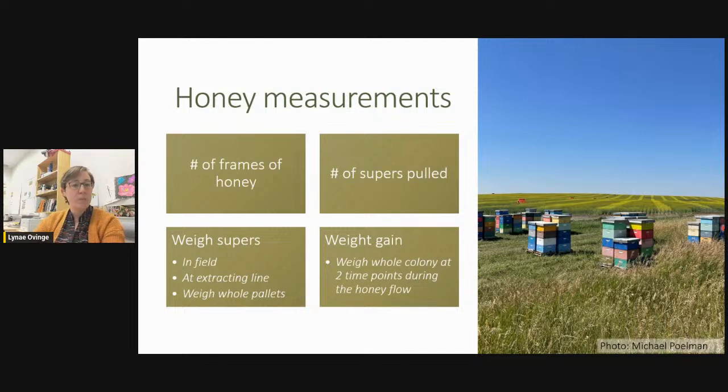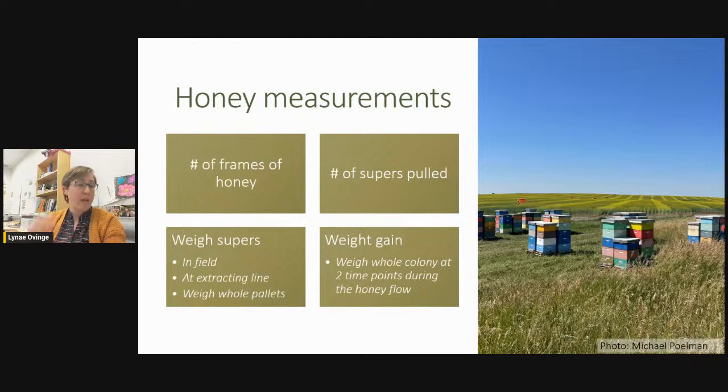A simple one is number of frames of honey. Now, I don't know if you people in Manitoba are like the people in Saskatchewan where you're pulling 6 supers off at a time. Then this measurement is going to be crap for you. But if you're only getting 1 or 2 and you go early in the honey flow, it's pretty easy to say, oh yeah, 3 frames of honey, 6 frames of honey, so on. Another measurement can just be, if you're doing it off larger numbers of hives, how many supers needed to be pulled from those yards.